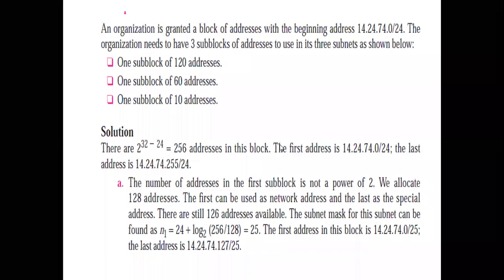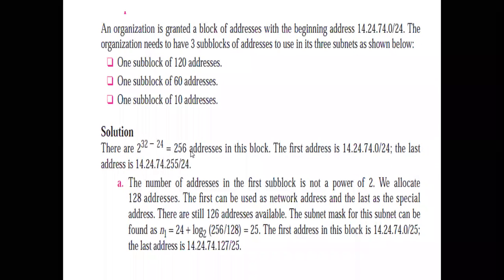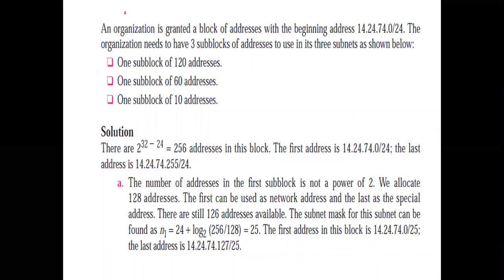This is the condition. So you can start with the first address, which is 14.24.74.0/24, because it is already given in the problem. And then the last address: they are telling that 256 addresses have to be there. Since you are starting from 0, the last address will come at 255. So from 0 to 255, 256 addresses can be allocated for this one main network block.